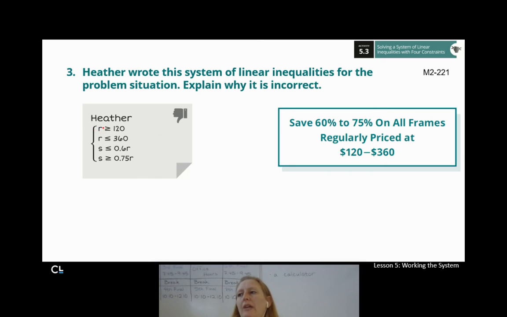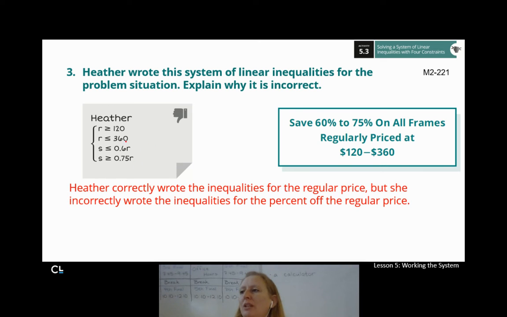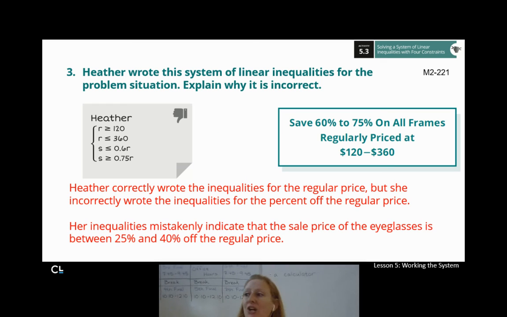So the first ones were fine, right? The regular price is between $120 and $360. That was fine. The sale price is the issue, right? She forgot. She gets 60% off. She doesn't pay 60%. So Heather correctly wrote the inequalities for the regular price, but she incorrectly wrote the inequalities for the percent off of the regular price. Her inequalities mistakenly indicate that the sale price of the glasses is only 25 and 40% off the regular price. So she made an easy mistake. She just got these numbers mixed up, and that's okay. That's an easy mistake to make and an easy one to fix.